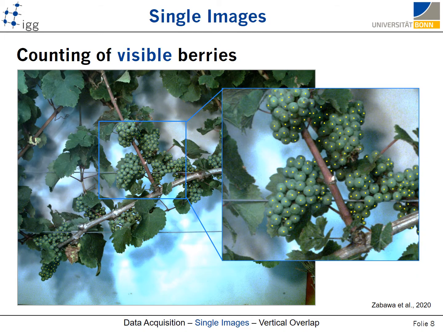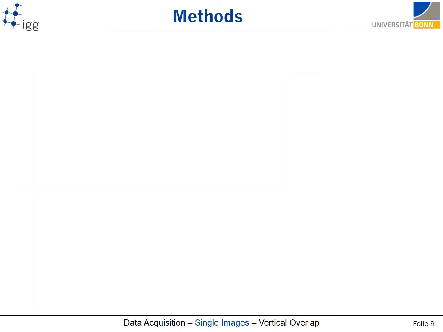Here is an example of how a human would solve the task of counting objects in an image. Each berry is annotated with a single dot and the number of dots is counted. The image is an example of one of 120 images which were annotated as reference.